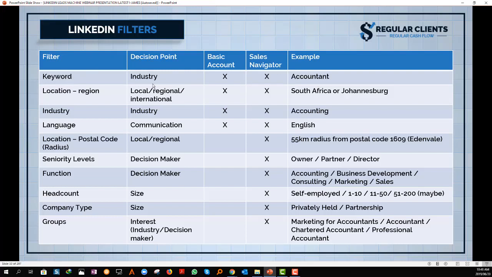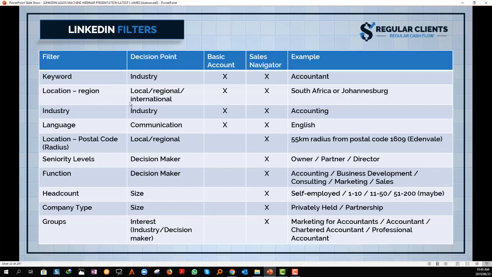So in my case, when I start doing a LinkedIn search, I key in the word accountant, right? That's the first thing. Then the next thing is location. Now there's two pieces of information that we can get for location. The one is only available in Sales Navigator. The one that's available in both is the region, right?